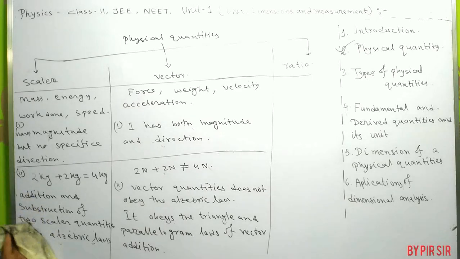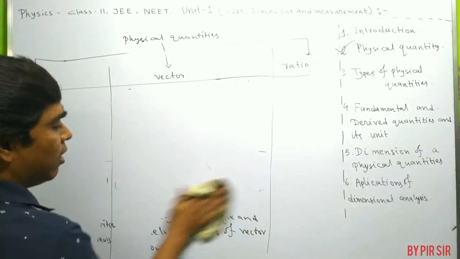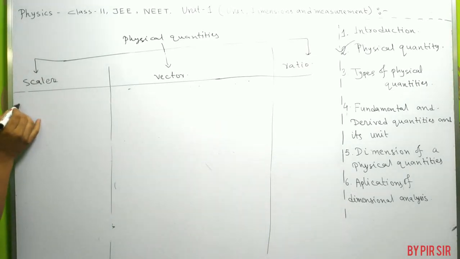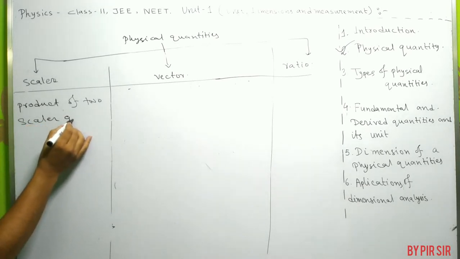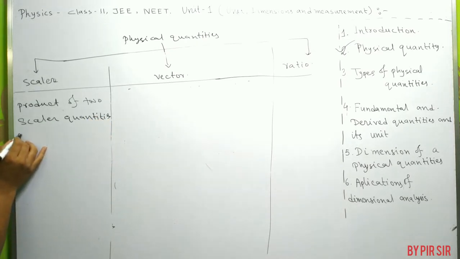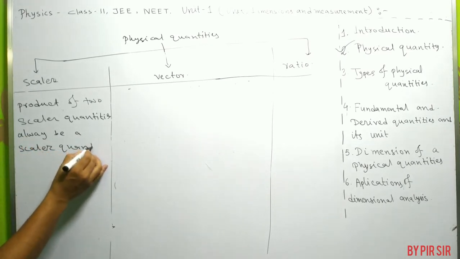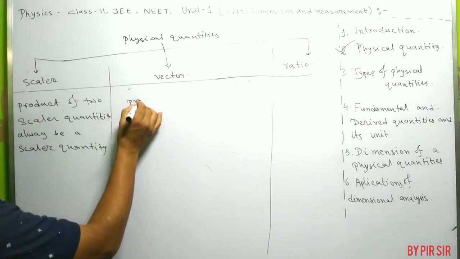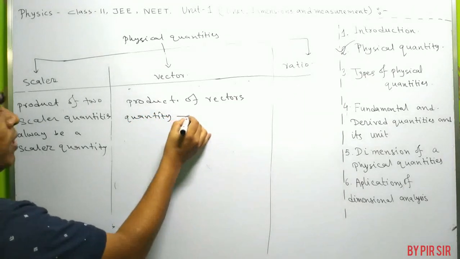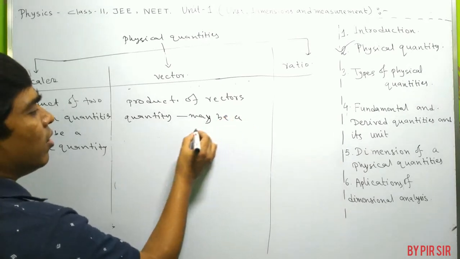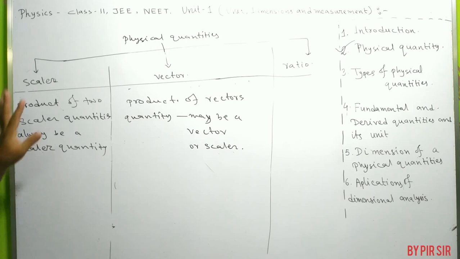Another difference is the product of two vector quantities and the product of two scalar quantities. The product of two scalar quantities is always a scalar quantity, but the product of vector quantities may be a vector or scalar. This is the main difference between scalar and vector.